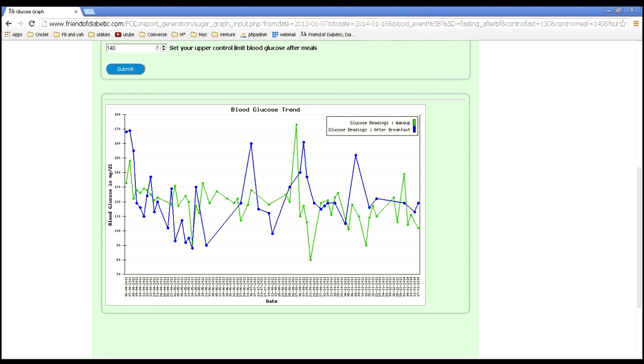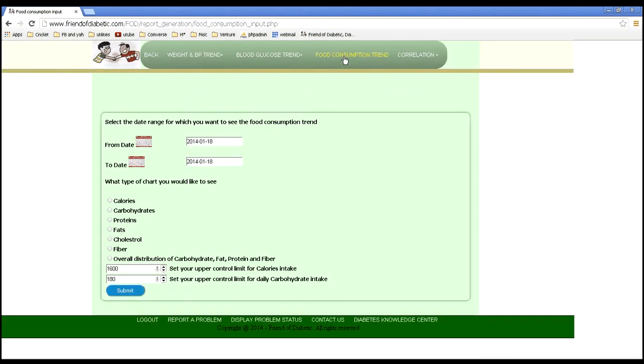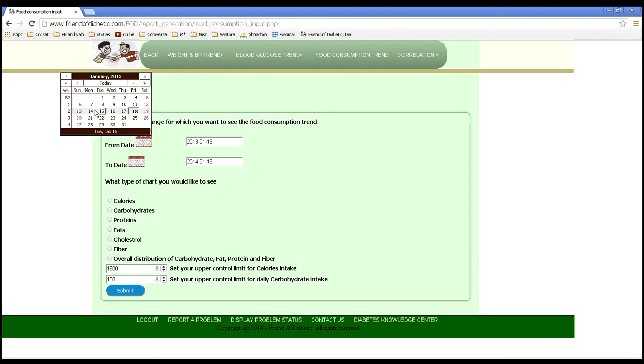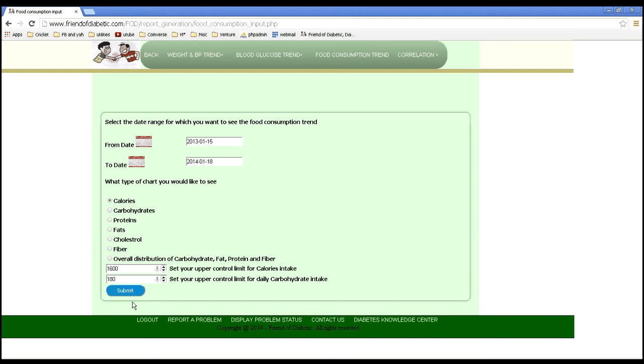The software also provides a food consumption trend, so you can see how your consumption of calorie, carbohydrate, protein, fat and cholesterol has moved over time. Let's select a date range and see how calories have moved. You can see these are the two control limits for calorie and carbohydrate that you had set in your system parameters. It uses these two parameters to see if you are within limits or outside it.